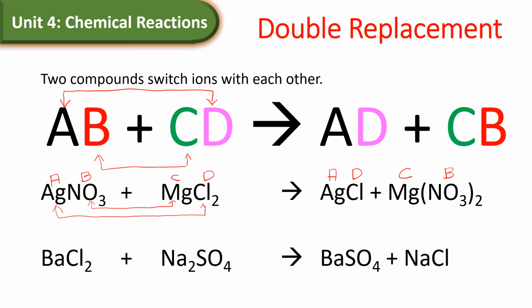In another example, we have barium chloride combining with sodium sulfate to produce barium sulfate and sodium chloride. Here, barium is A, chlorine is B, sodium is C, and sulfate is D. So barium here is A combined with D, to produce C and B.